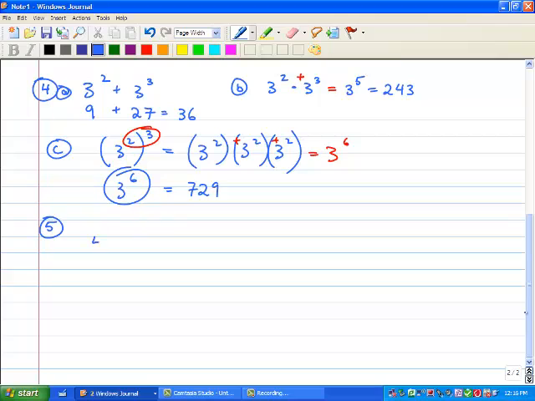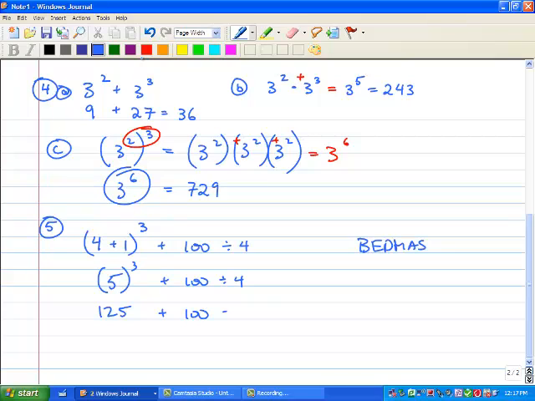And we have (4 plus 1) to the exponent of 3 plus 100 divided by 4. Well, we're going to follow some BEDMAS in here first. So we do BEDMAS, and we do our brackets first. So we get 4 plus 1 is 5 cubed plus 100 divided by 4. Now we're going to do our exponents. 5 to the exponent of 3 is 5 times 5 times 5, which is 125. Then we go plus 100 divided by 4.